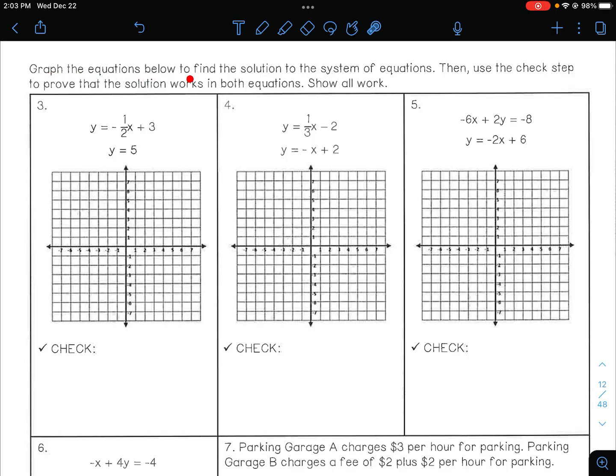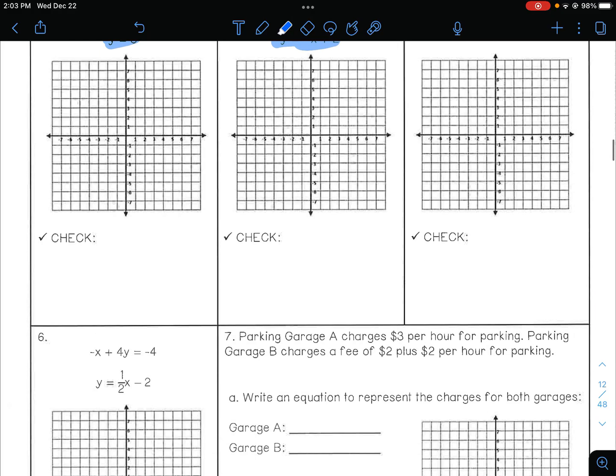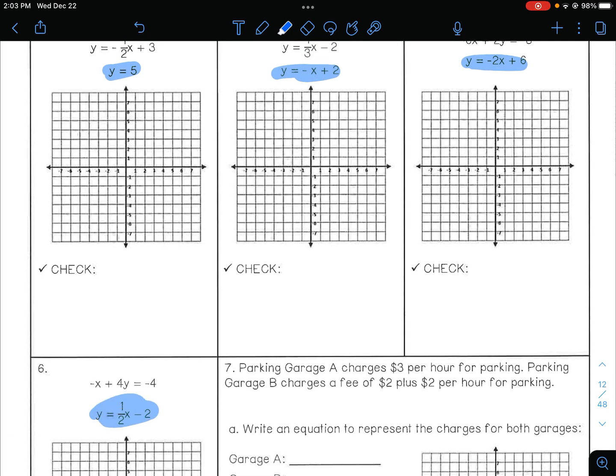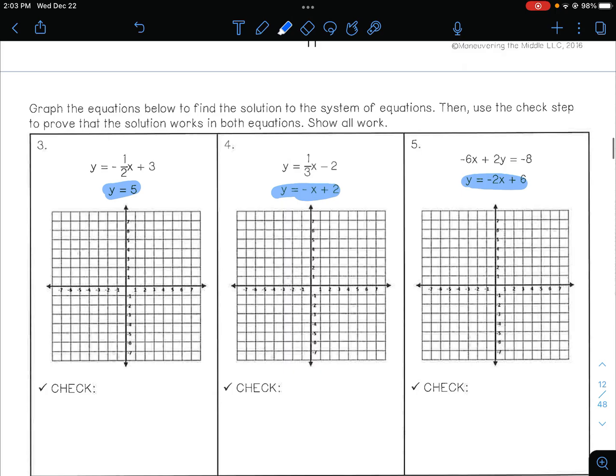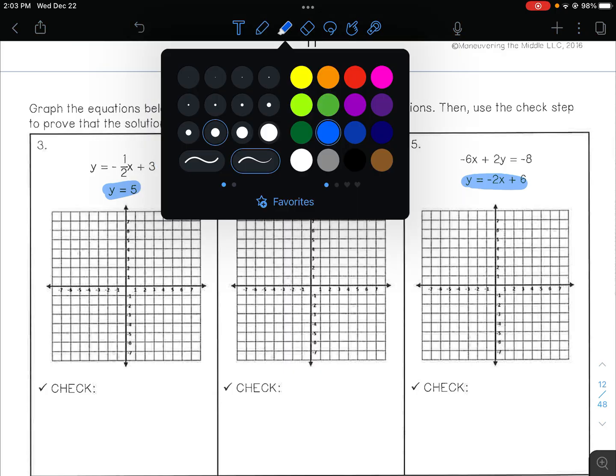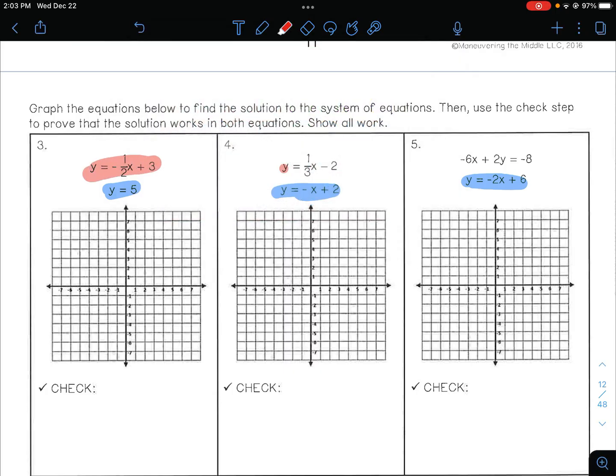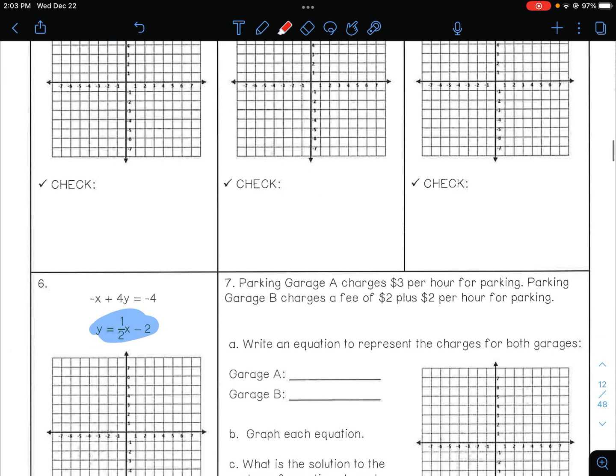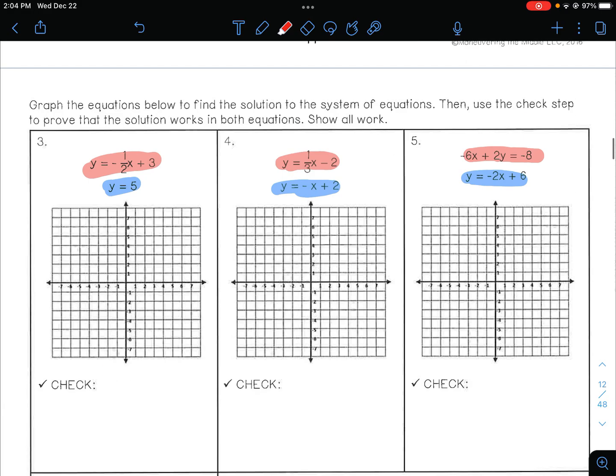Graph the equations below to find the solution to the system of equations. Then use the check step to prove that the solution works in both equations. Show all your work. Okay, I'm going to mark off my blue equations for all of these, and then mark off my red equations. There we go. This is going to be my red line.